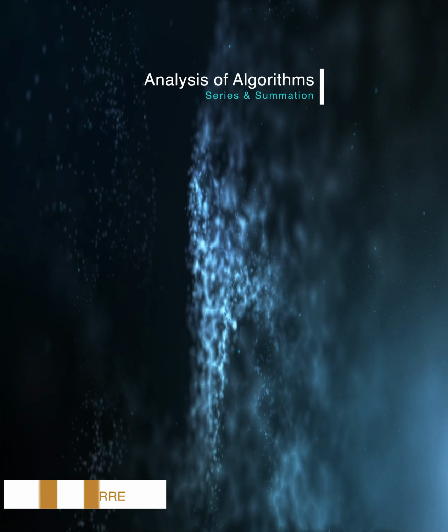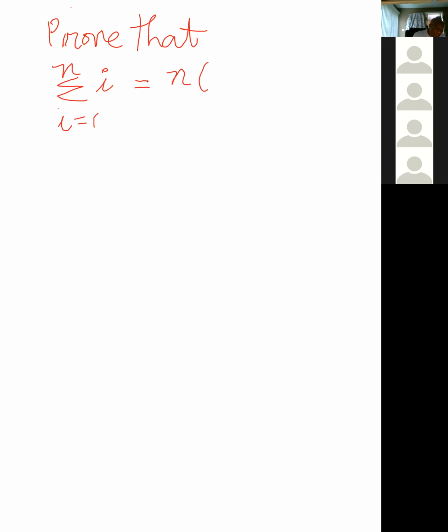So I'm going to be doing a summation, and I'm going to prove this summation. All right, so let me write the question. Prove that the sum from i equals 1 to n of i is equal to n times (n plus 1) over 2. All right.